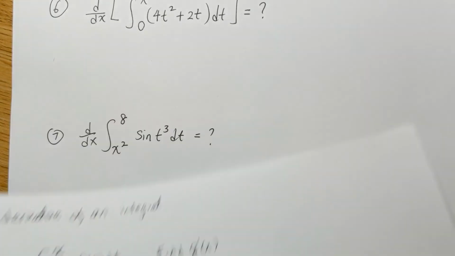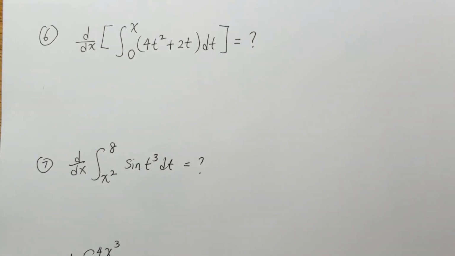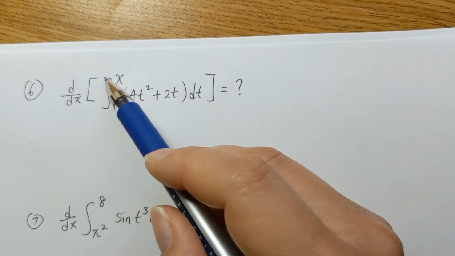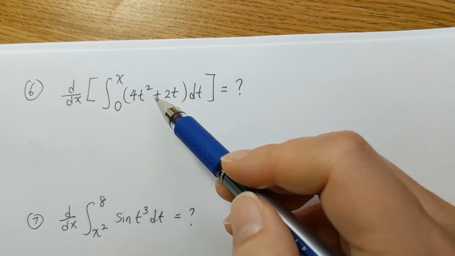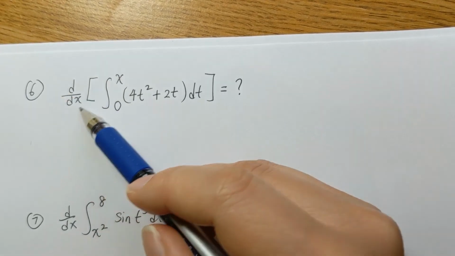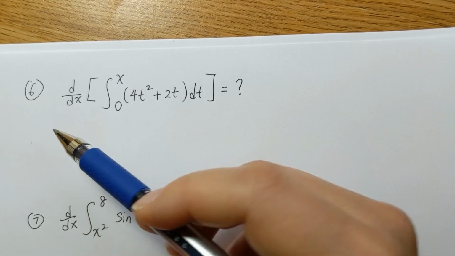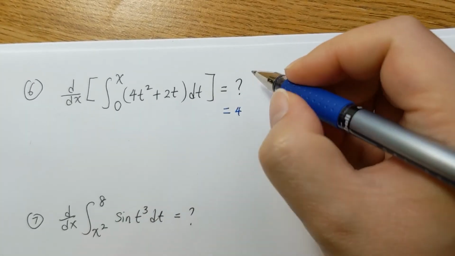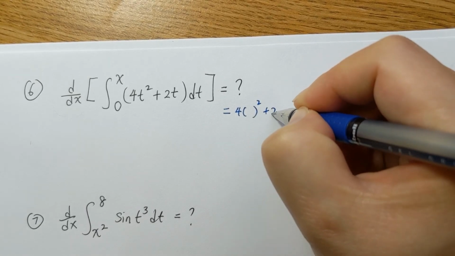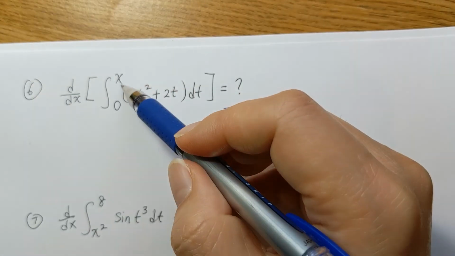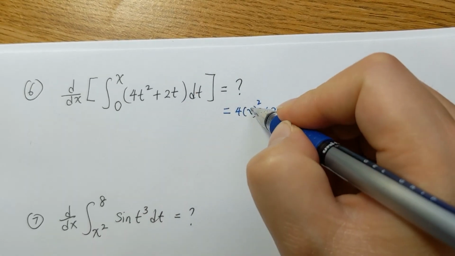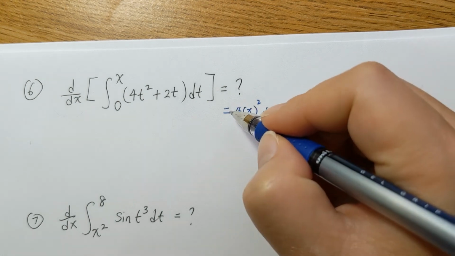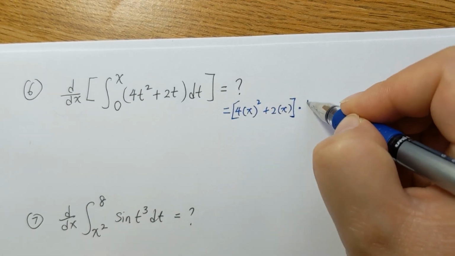Let's take a look at number 6. Number 6. You have d/dx of the integral from 0 to x of 4t squared plus 2t dt. This tells you to find the derivative of the integral. So we're going to do the same thing. Whenever we see t, you put open parentheses. So now we get x, so we substitute x and substitute x. And what's the derivative of x? That's 1. So we have everything times 1.